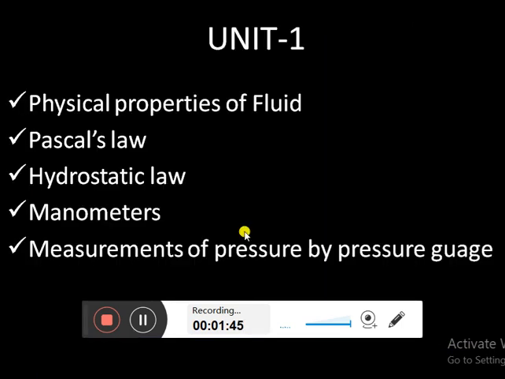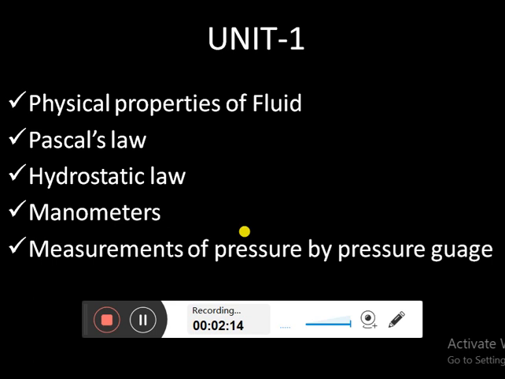So in unit 1 we will deal with the physical properties of fluid. As you know, there are different physical properties of fluid, like density, mass density, right, viscosity. We'll deal with surface tension, right, etc. We're going to discuss it clearly once we start the series. So today we'll just introduce what we're going to study in this series of lectures. Similarly, we'll deal with Pascal's law, what the applications of Pascal's law are, where it is used.